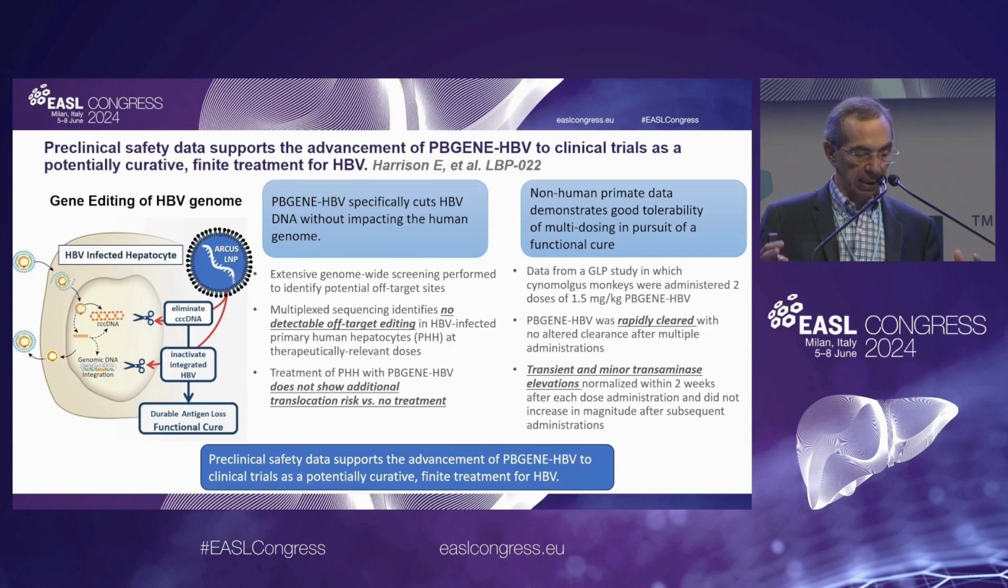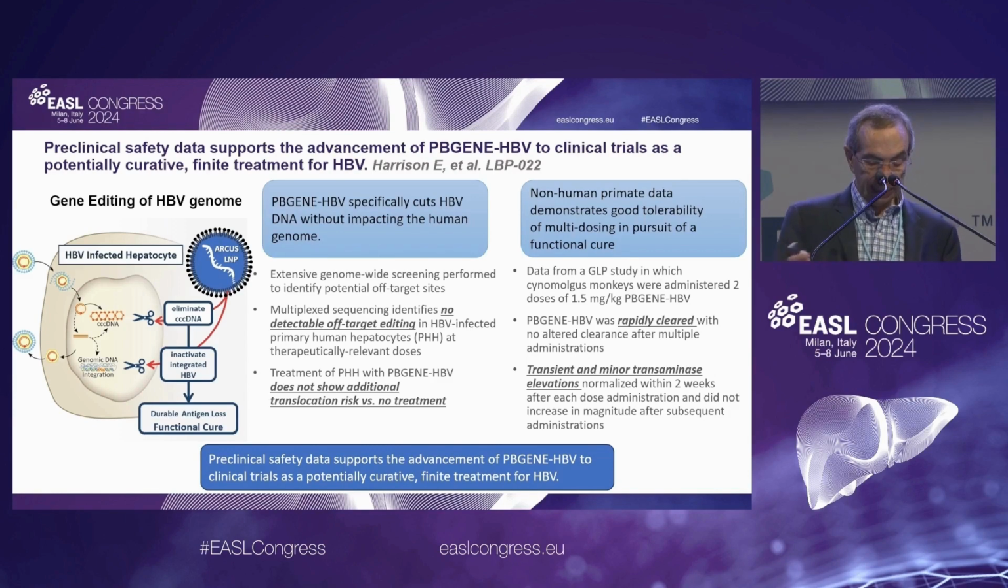A first very elegant study was done by Dr. Harrison et al., which used a new gene editing platform, the Arcus nuclease, to target both cccDNA and integrated sequences. They did in that study a preclinical assessment of the safety of the product, and showed with extensive genome-wide screening that there was no detectable off-target gene editing with that approach in PHH, and that there was no additional translocation versus the control condition. The non-human primate data were supporting the advancement of this product in the clinics.